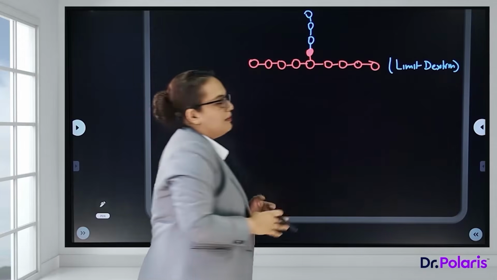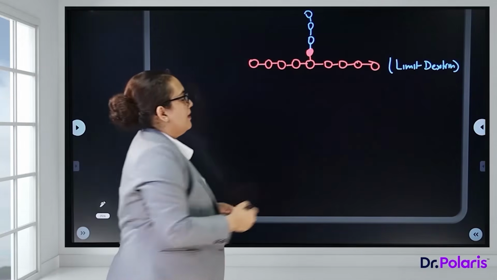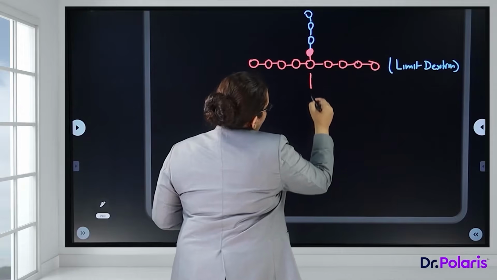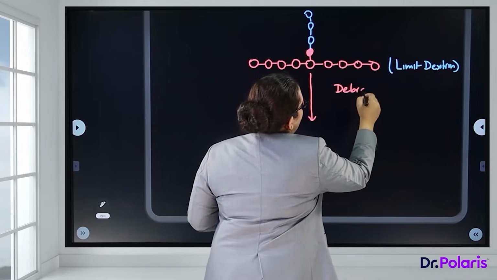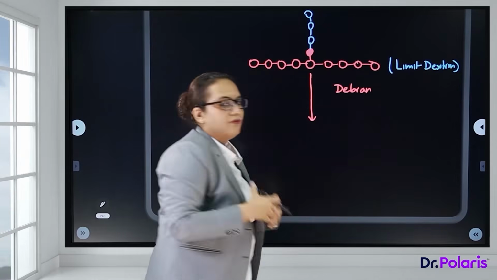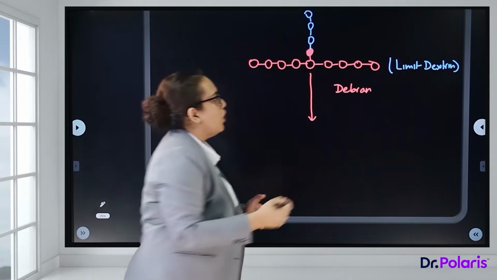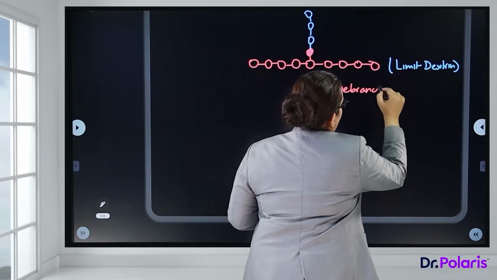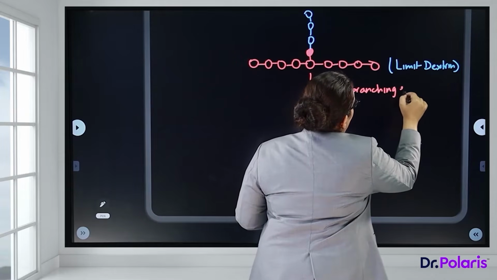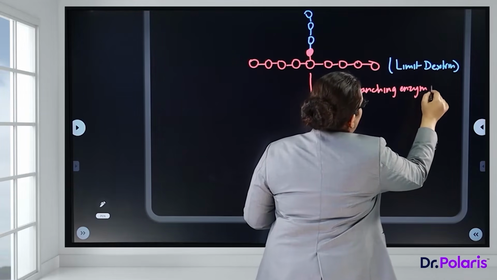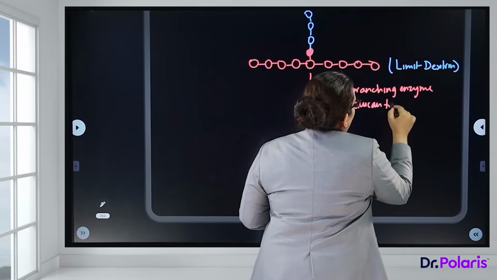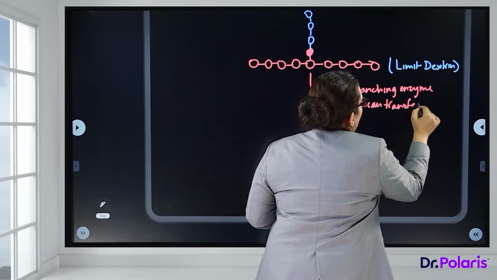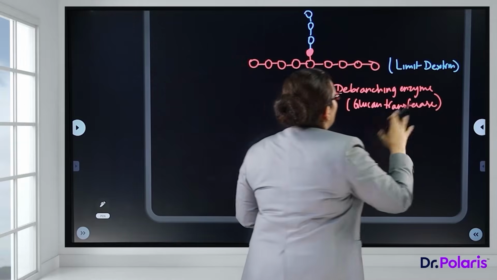Limit dextrin is nothing but a branched oligosaccharide. Now in the next part, we have the debranching enzyme acting here. The first function of the debranching enzyme to occur is the glucan transferase. So what does the glucan transferase do? Glucan transferase mainly transfers a trisaccharide from the branch point to the straight chain.